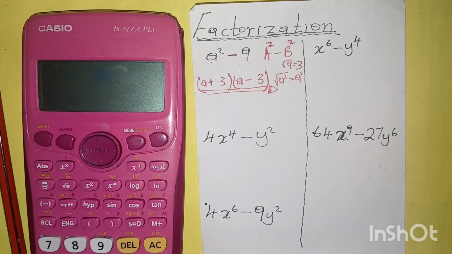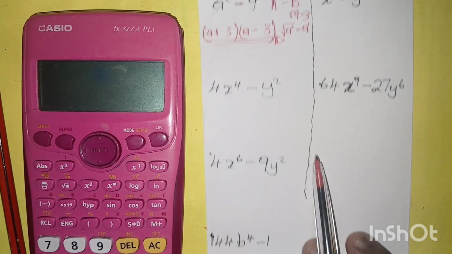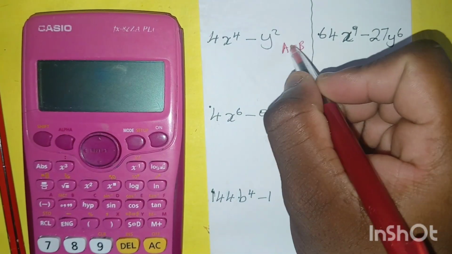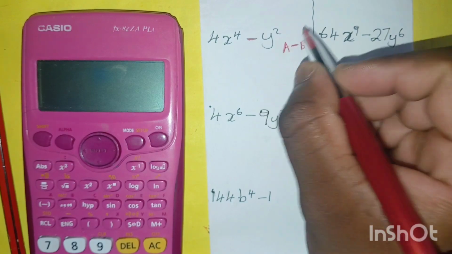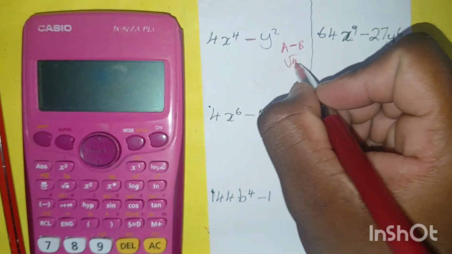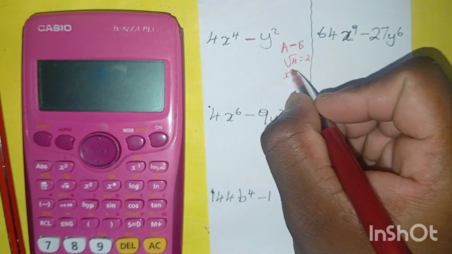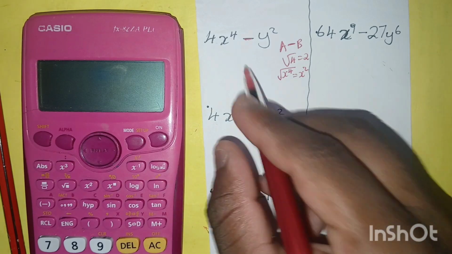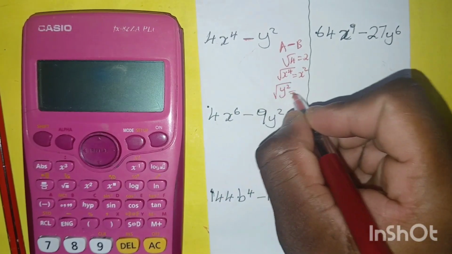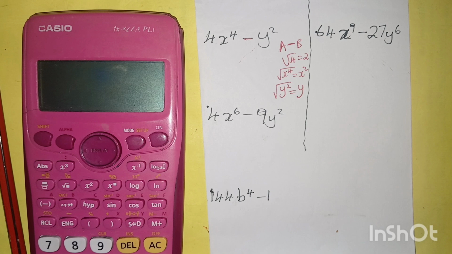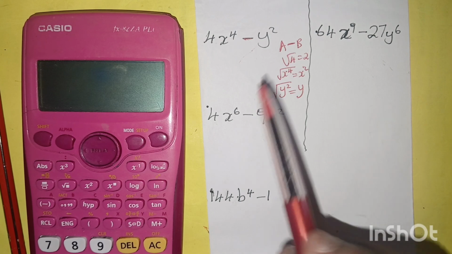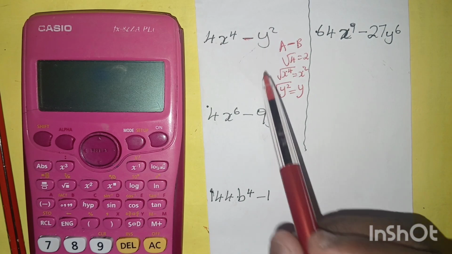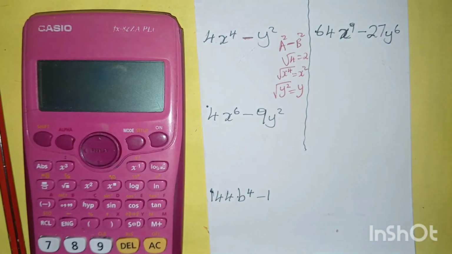It needs understanding. So let's go for this one now. Check this one. This thing is also in this format. We got minus, and we are able to take the square root of 4, which is 2. We are able to take the square root of x to the 4, and we will have the exponent, 2. We are able to take the square root of y squared, and we will have the exponent 1 there, which is an invisible 1. So since we are able to take the square root of both terms, it means here we can apply difference of two squares.